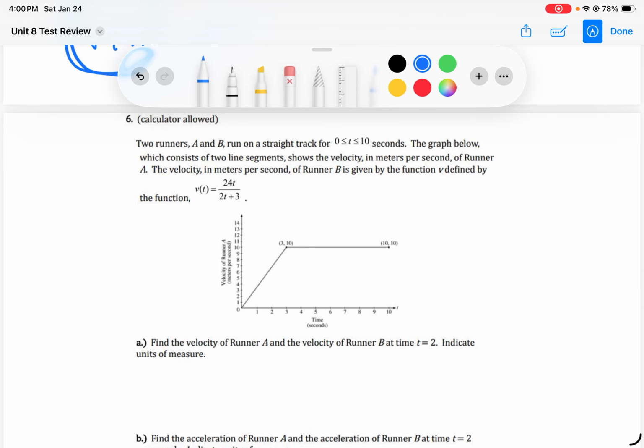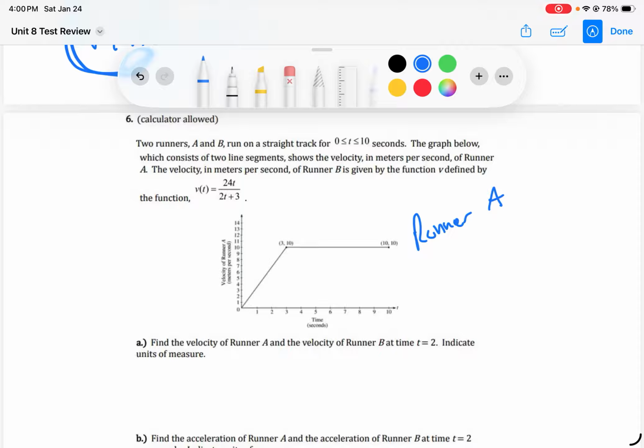All right, number 6. This is free response. Calculator is allowed. Two runners, runner A and runner B. I wish they would have given them names. Runner A sounds lame. So runner A and runner B are running on a straight track for 10 seconds, from 0 to 10 seconds. A straight track, not a curved track. The graph below, which consists of line segments, shows the velocity in meters per second for runner A.